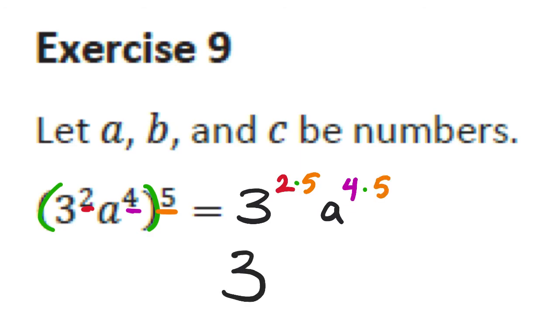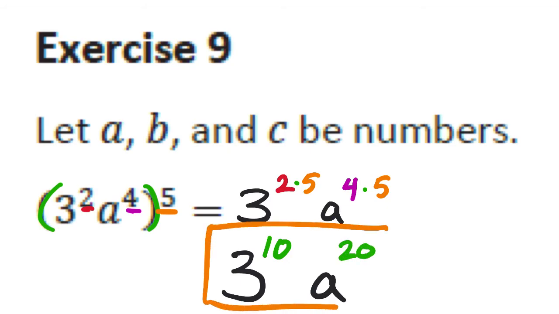So we're just going to simplify those exponents, which will then give us the answer. So 2 times 5, that's my exponent for 3, that's 10. And the base A, that's 4 times 5 exponent, which is now 20. I don't need to show the multiplication between these two because they're different types of bases. You're welcome to show that multiplication right there, but I don't.